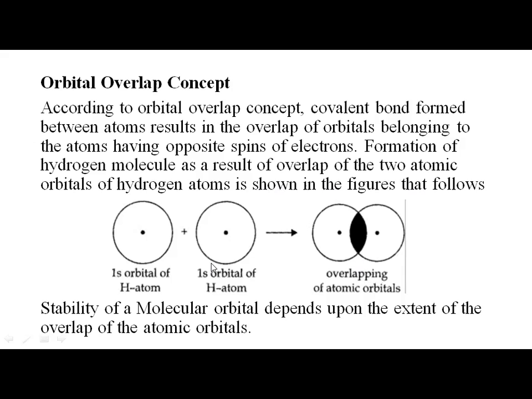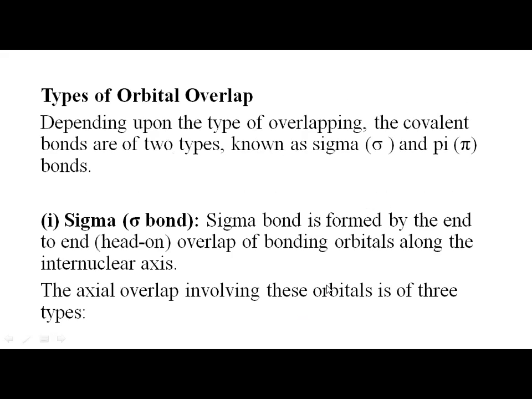So there is overlapping, and this new orbital which is formed by the overlapping of atomic orbitals is a molecular orbital. The stability of a molecular orbital depends upon the extent of overlapping. If overlapping is more, strength is more. If overlapping is less, strength is less. So what are the main points of orbital overlap theory, or valence bond theory? You can call it VBT or OOT, orbital overlap theory. It was developed by Heitler and London in 1927 and later modified by Pauling and Slater.